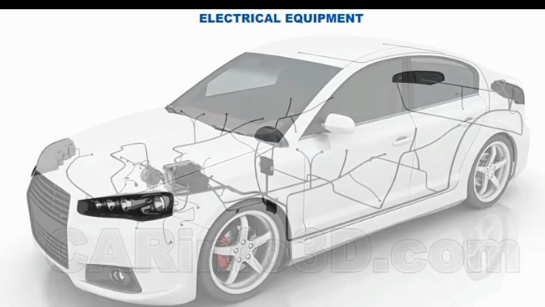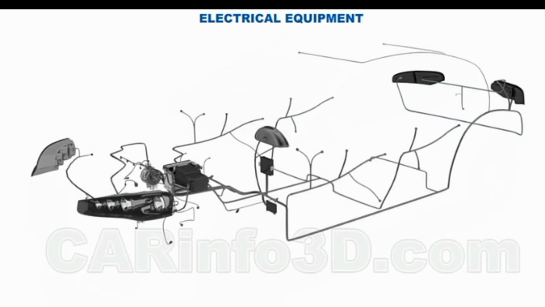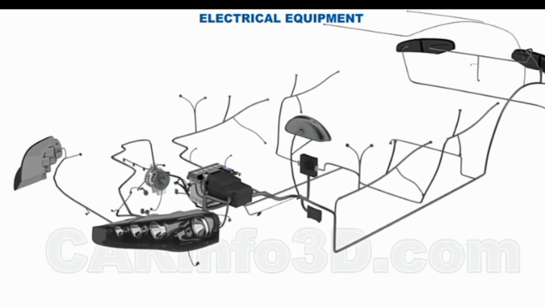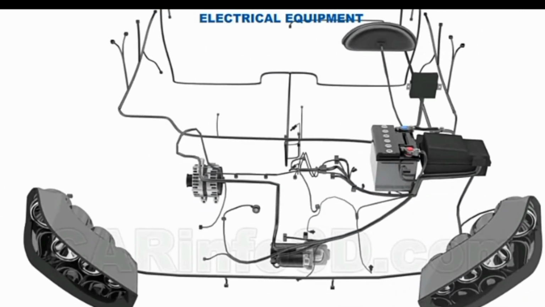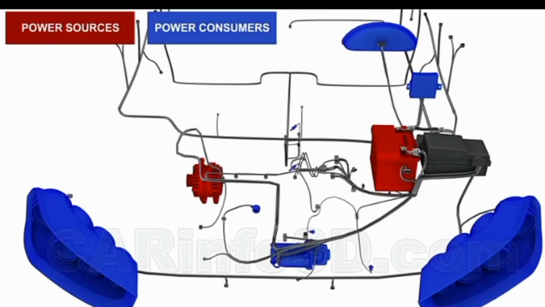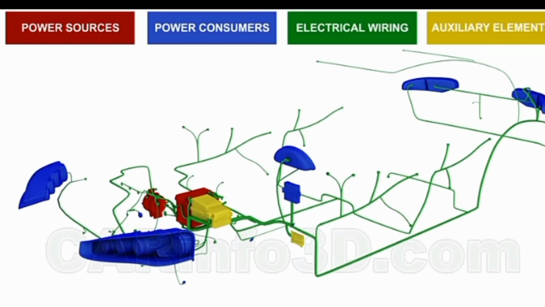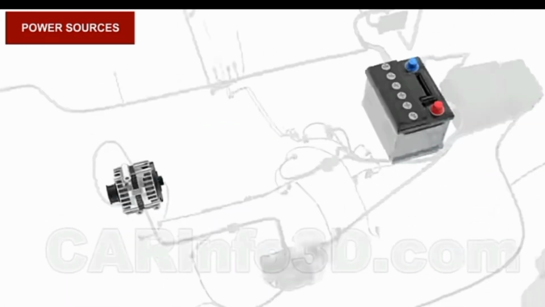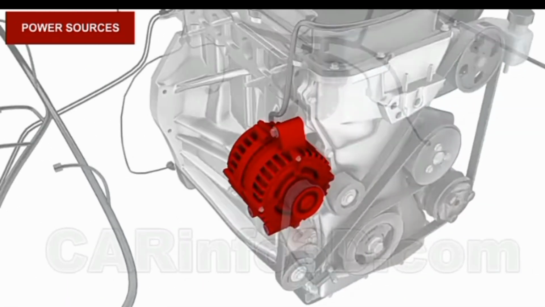Passing on to electrical equipment. Modern vehicles are inconceivable without electrical equipment. It stores, generates, transmits, and consumes electricity. An electrical equipment within a vehicle can be classified into a few categories: power sources, power consumers, electrical wiring, auxiliary elements. Power sources are the battery and the generator.